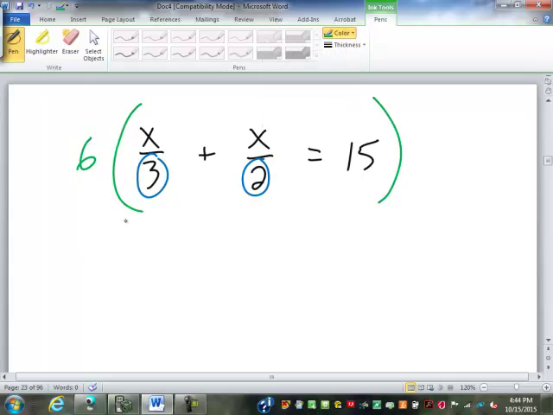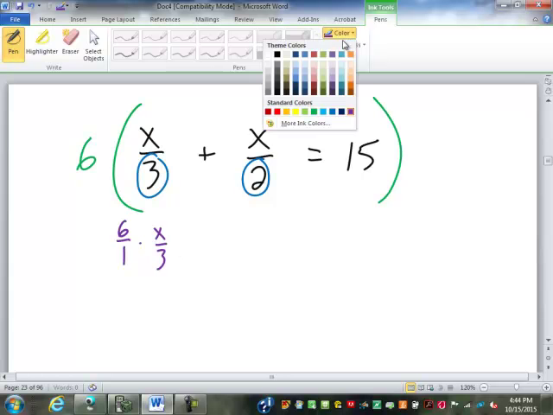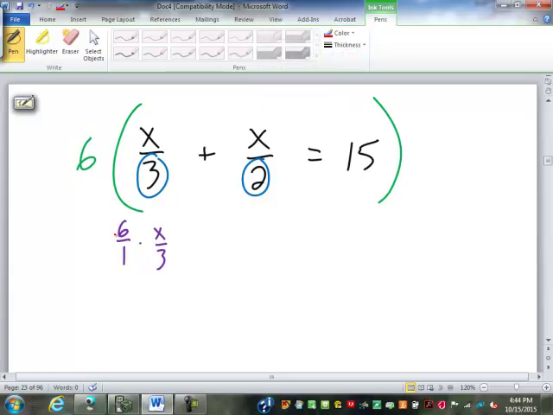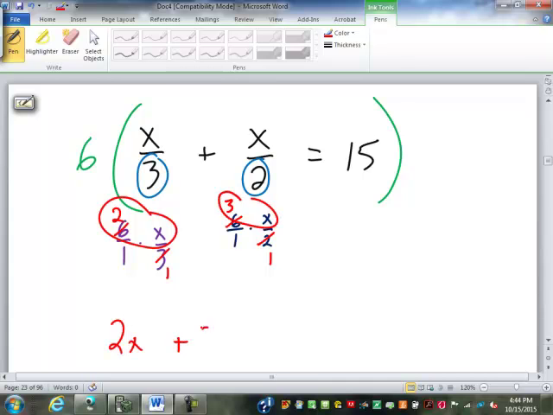So here, this is going to be 6 over 1 times x over 3. Well, we will cross cancel. 6 and 3 cross cancel, both divisible by 3, to give me 1 and 2. 2 times x is 2x. 1 times 1 is 1, so just 2x. Positive, so 6 over 1 times x over 2. 6 and 2 cross cancel to give me 1 and 3. 3 times x is 3x. It's positive 3x. 1 times 1 is 1, so it's just 3x.